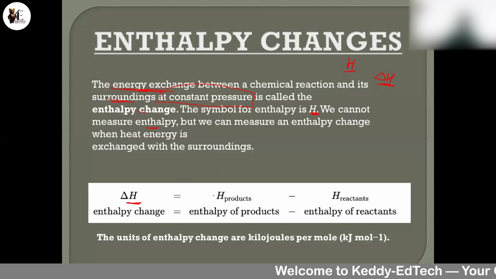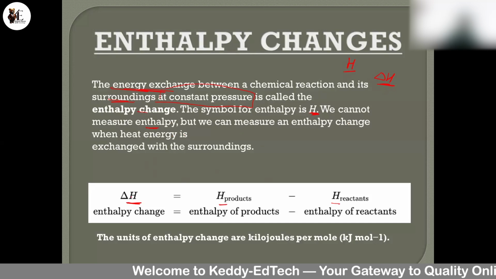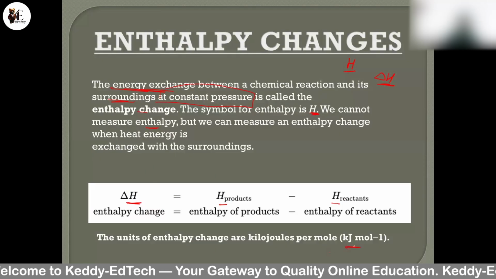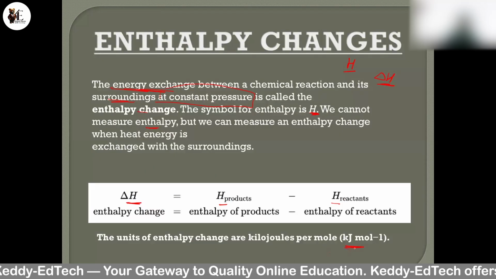How to calculate enthalpy change? Enthalpy of products minus enthalpy of reactants. So you can calculate the enthalpy change. What is the unit of enthalpy change? It is kilojoules per mole. The unit for enthalpy change is kilojoules per mole.